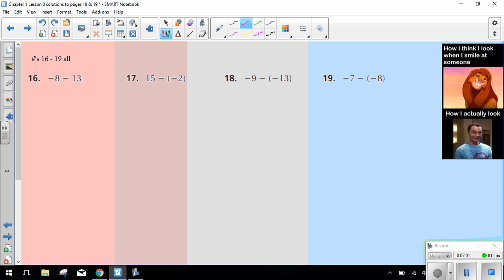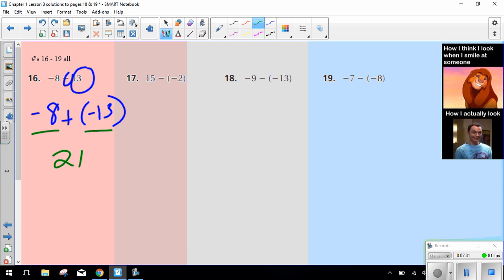So let's begin. For number 16, we have -8 minus 13. I'm going to rewrite this in addition. So I'm going to make this plus, and I'm going to make this opposite. So -8 plus the opposite of 13 is -13. Okay, now remember the rules of addition. Are the signs the same? Are the signs different? So since they're the same, we're going to add 8 and 13. We get 21. And since they're both the same sign, we keep their common sign.